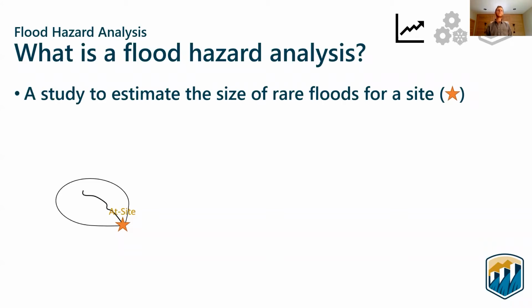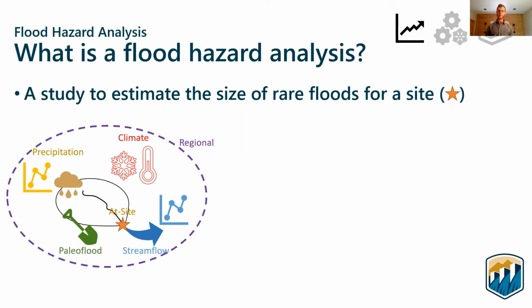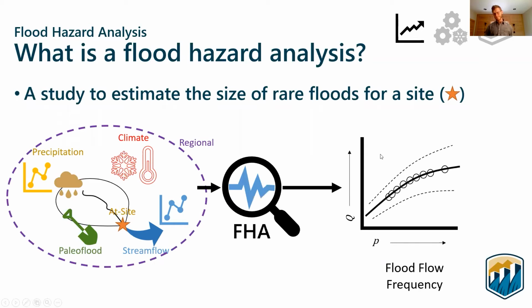So what is a flood hazard analysis? In general, it's a study to estimate the size of rare floods for a site. And so, for example, here we have our little basin and our site of interest. And we've got stream flow data for the site. Maybe we have paleo flood data. Maybe we've got precip data and other types of meteorology and climate information on the snowpack that was present. And you take all of this information for your site, maybe even for your region, and you use it to conduct a flood hazard analysis, which allows you to then estimate flood frequency.